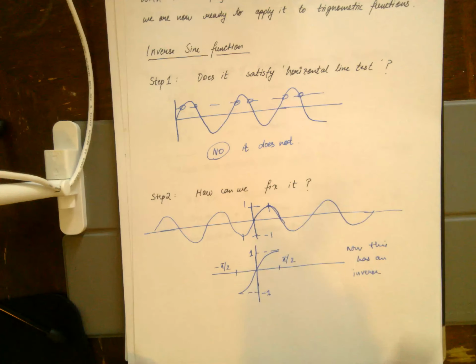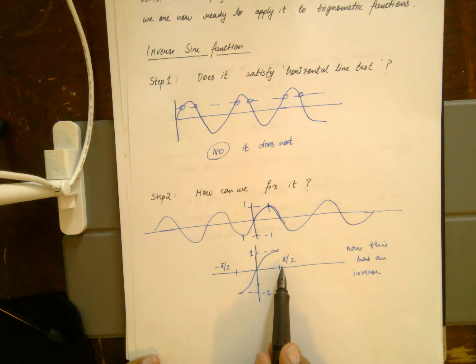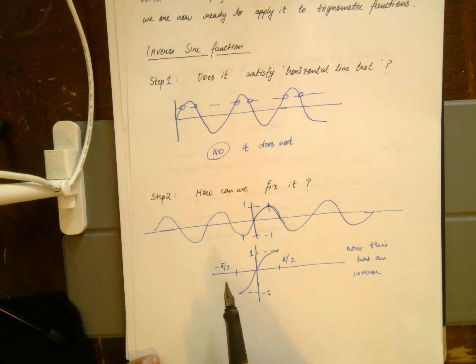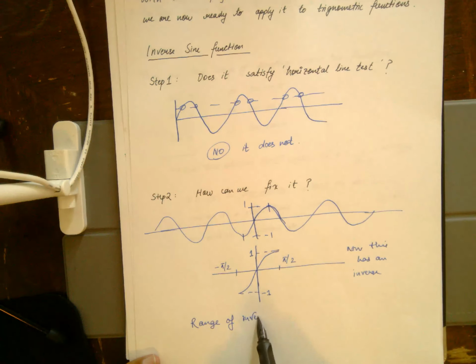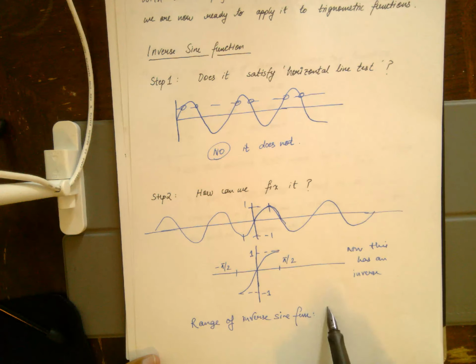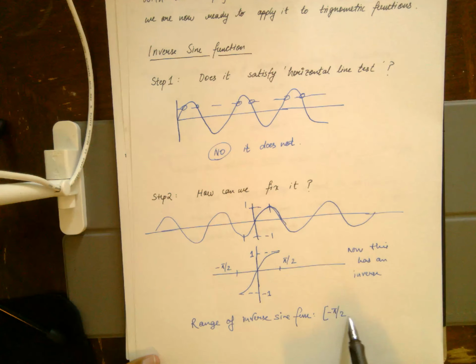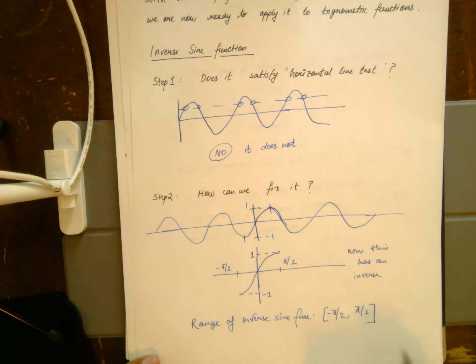So another way to say that is that remember, these are the inputs of the original function, which means that these are the outputs of the inverse function. So this means that the range of the inverse sine function is always between negative pi over 2 and positive pi over 2.